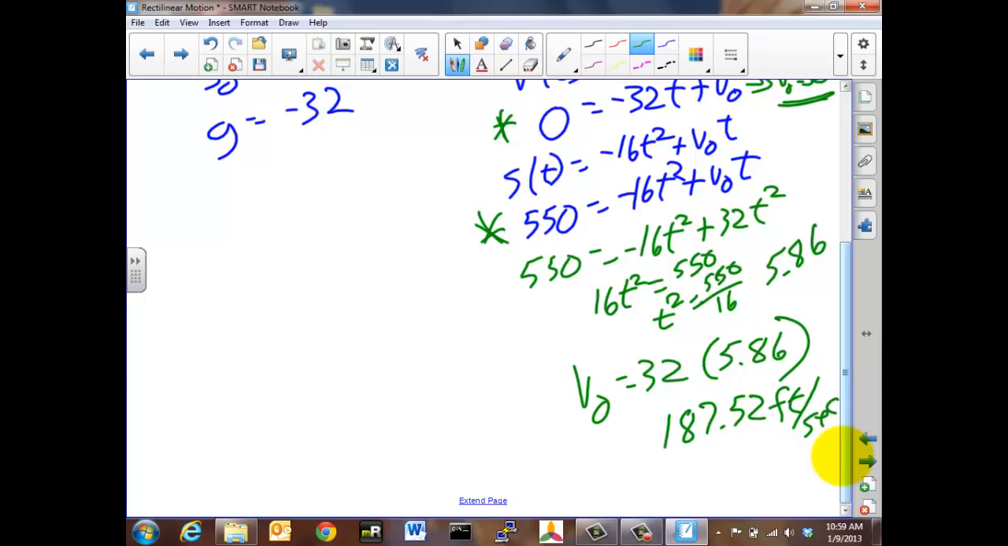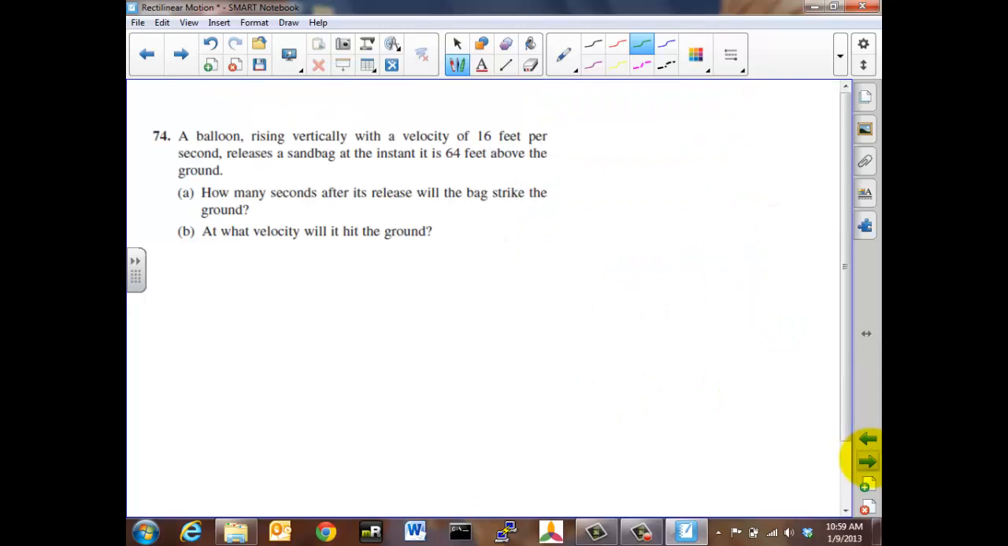That's how fast I've got to throw it up if I want to get it to the top of the Washington Monument. Is that complicated? That's pretty straightforward, isn't it? By the way, guaranteed to be one or two of these problems on the AP exam. Guaranteed.